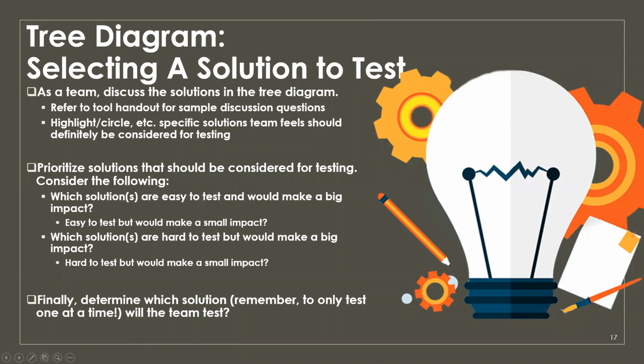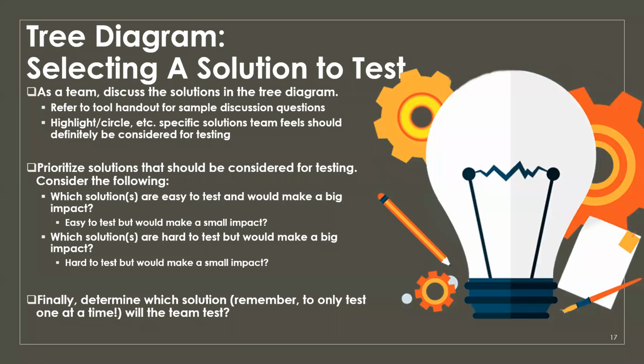So just like with the affinity diagram, you want to get to a place with your tree diagram where you are selecting a solution to test. So you would want to go back to the tool handouts, which we'll be sharing with you, that include all of this great information that's also in this presentation. And really think through where should you start? What branch are you going to start with?